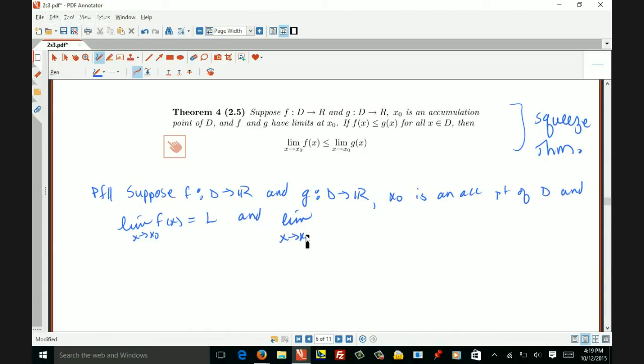The limit as x goes to x naught of g is going to be what? L1. We can't have 2 L's. They have to be different. If you want to make that one L1 and this one L2, we can definitely do that. What we have to do is show that L1 is less than or equal to L2. We know one other thing. Suppose f of x is less than or equal to g of x for all x in D. Now, what I'm going to do is proceed by contradiction.